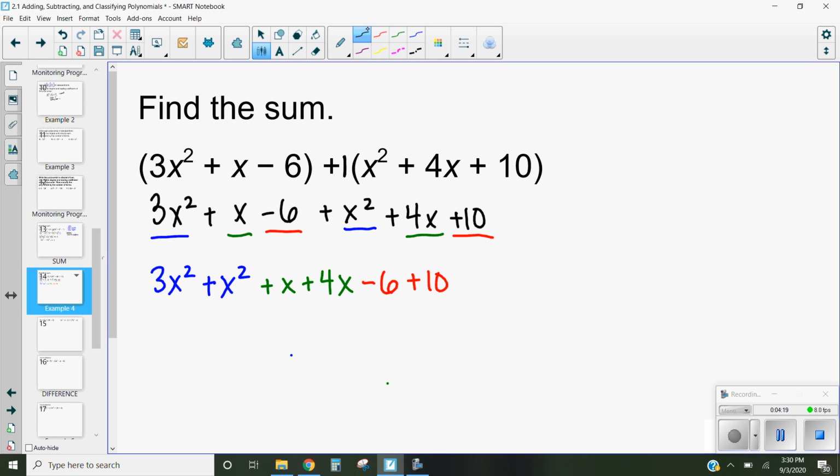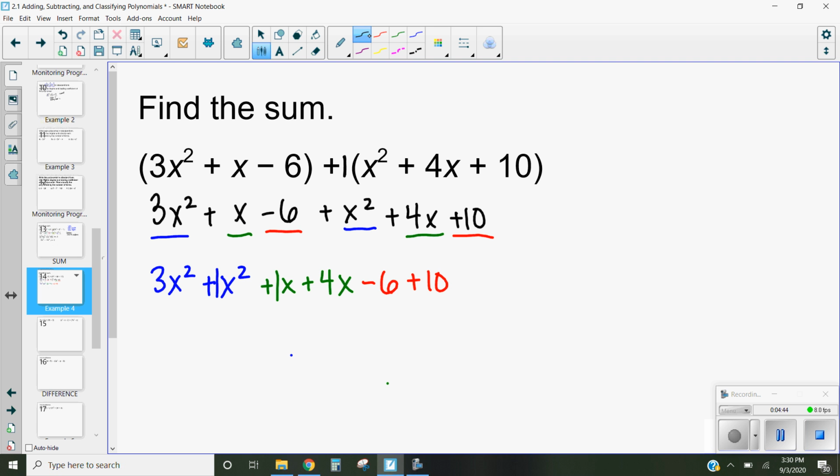We're going to combine the colors that are the same, because remember, in order to combine them, they have to have the same variable and the same degree. So these all have the same degree, which is why they are grouped in those colors. In order to combine these, we're going to add those coefficients. So remember, if there's no coefficient out front, there's a 1. So I'm just going to go in and put a 1 in front of all the ones that don't have a coefficient.